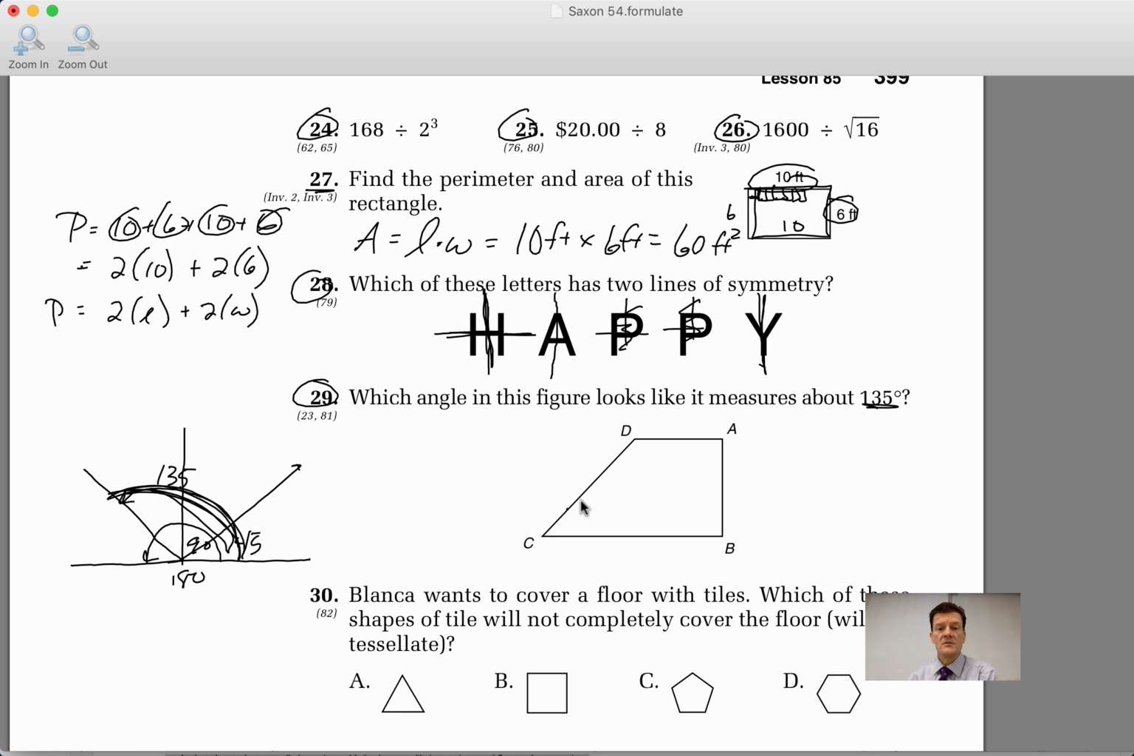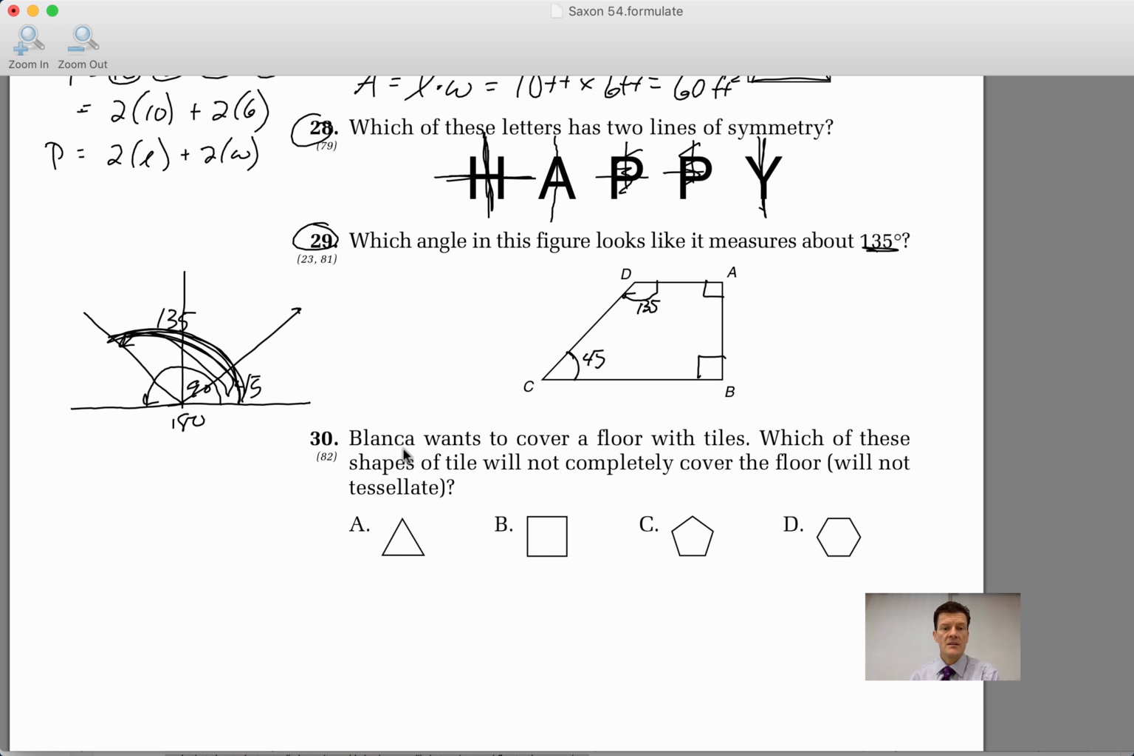And this looks, here's your 90, here's another 90, that looks like that's about 45. And here you'll notice if you start at one end, you're going to go past 90, which would be right there, and you keep going. So this looks like you're about 135 right there.